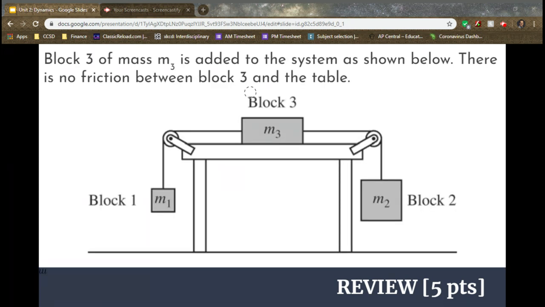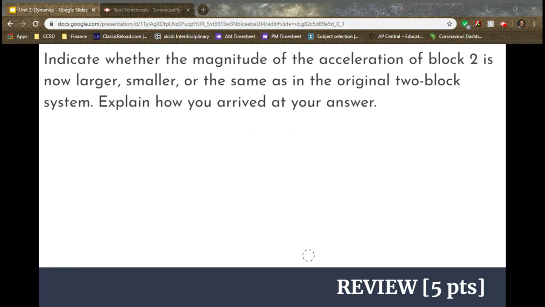Okay. Now we have a third block added to the system. Block 3 of mass 3 is added to the system as shown below. There is no friction between block 3 and the table. All right. Indicate whether the magnitude of the acceleration of block 2 is now larger, smaller, or the same as the original 2-block system. Explain how you arrived at your answer.